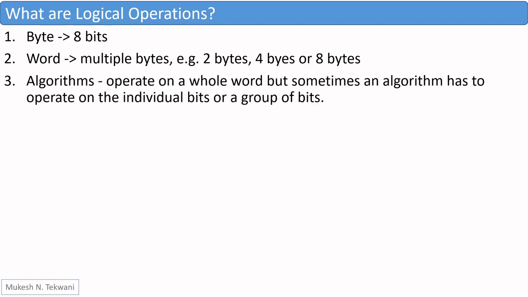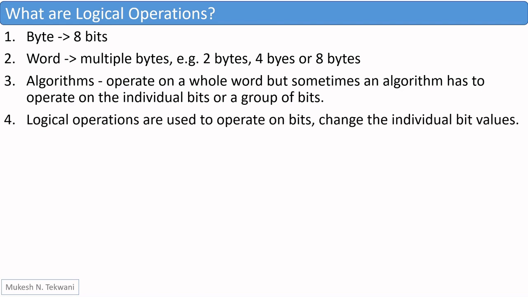Now, most algorithms can operate on the whole word. That means they can operate on either 4 bytes or 8 bytes or 16 bytes. But there are occasions when an algorithm has to operate on the individual bits or on a group of bits. So it may be that in some case, a particular bit has to be changed from a 0 to 1 or vice versa. In such cases, we use what are called logical operations.